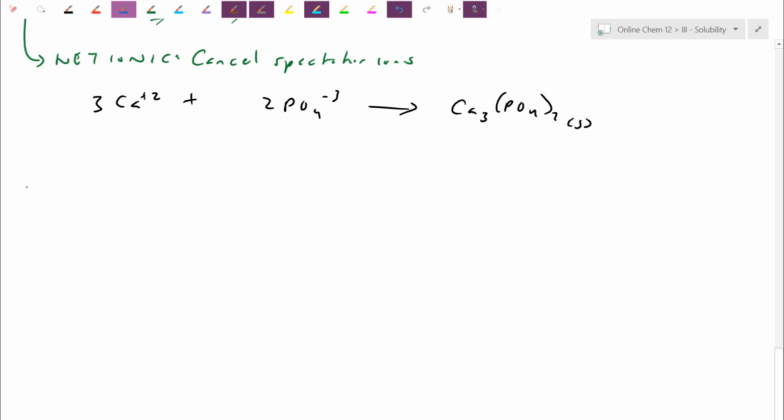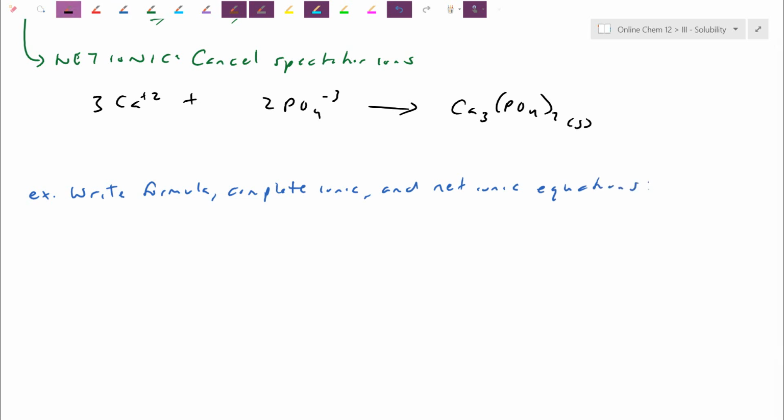Okay, so let's try this one here. For this example, I want you to write the formula, the complete ionic, and the net ionic equations. For the following mixture, I'm going to give you these salts. Let's take strontium hydroxide and react it with magnesium sulfate. Then you're going to predict the products. Again, I'm going to ask you to pause the video and try it out for yourself. Use the solubility chart. When you come back, you can check your work.